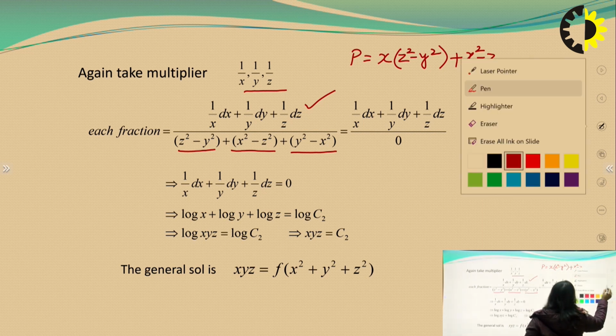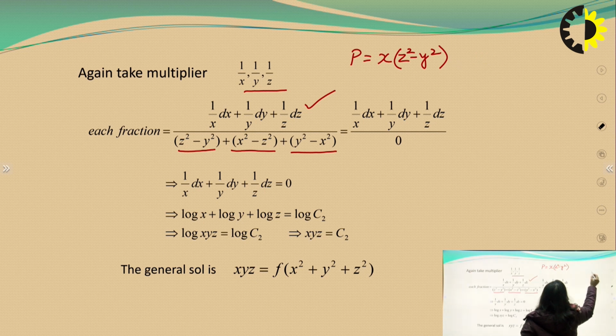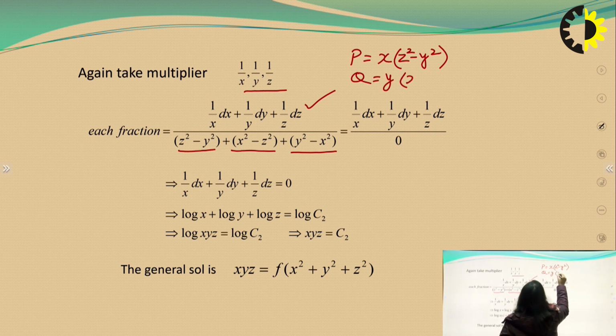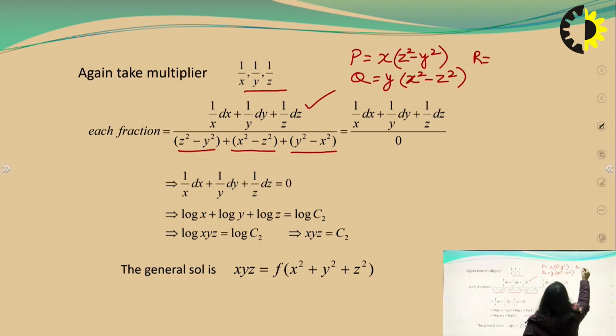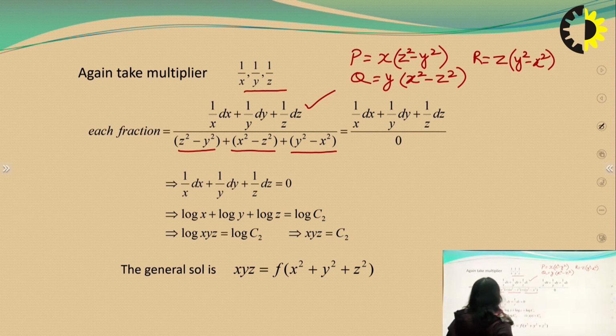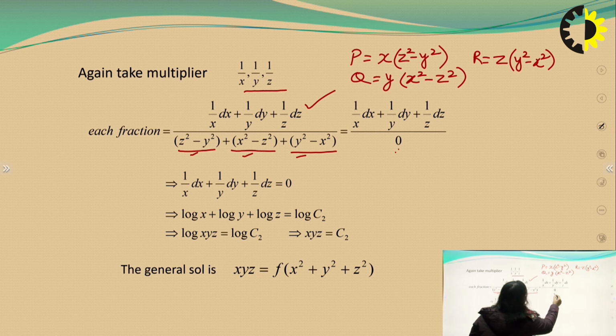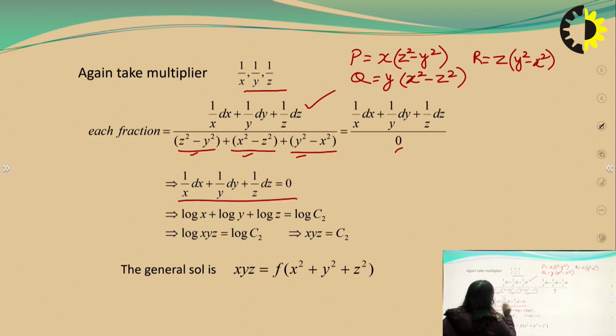This was... Q was y into x square minus z square and R is z into y square minus x square. So on multiplying by 1 by x, 1 by y and 1 by z respectively, we get these three expressions. Their sum is turning out to be 0. Hence, the numerator must be equal to 0, which gives me on integration log x plus log y plus log z equal to log constant.